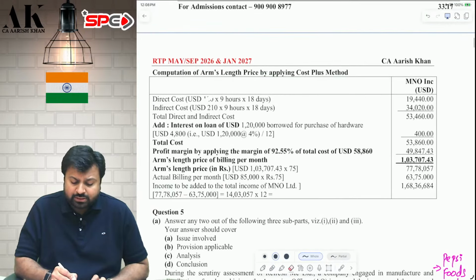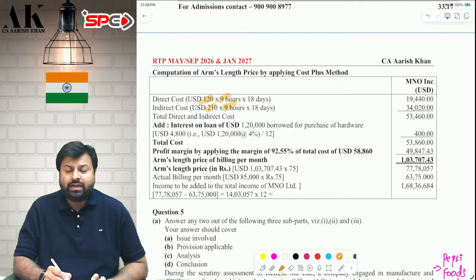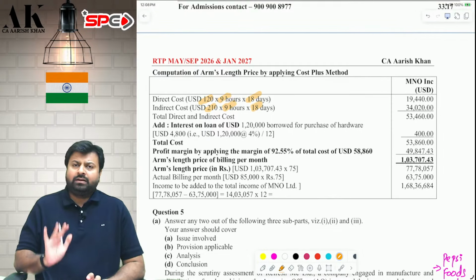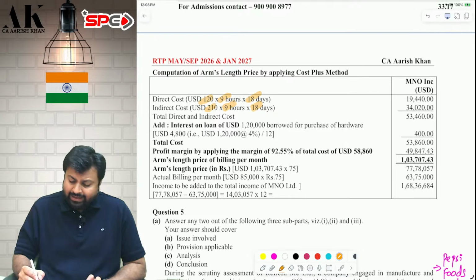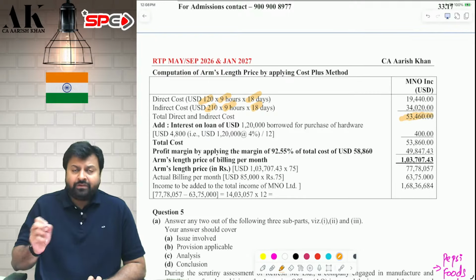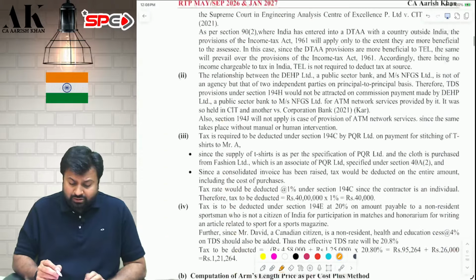So when I provide services to MNO INC, same $120, $210, but I provide services for 9 hours and 9 hours. Days are same, only 18. And in case this is the direct and indirect cost. But when we provide services to MNO INC, we also have to take a loan.